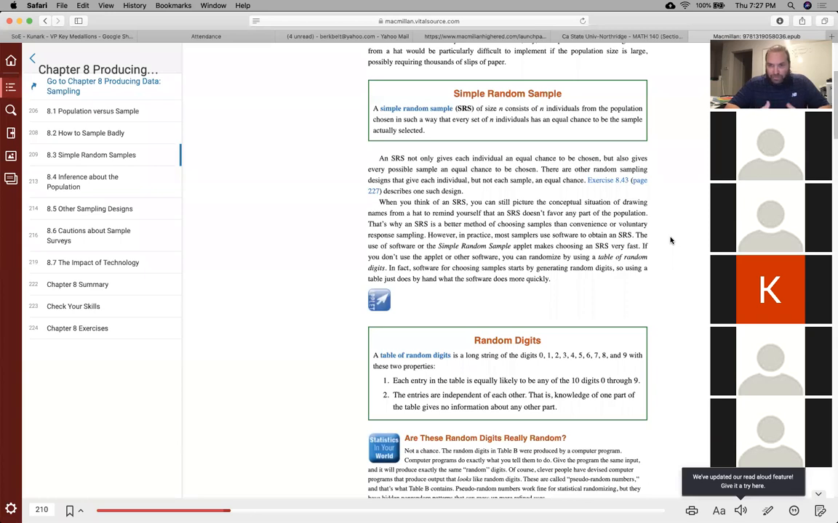A simple random sample, again, let's just read the box. First of all, it's of some size. You've got to pick a certain number of people. In this case, we're picking n. It consists of n individuals from the population chosen in such a way that every set of n individuals is as equally likely to be chosen as any other. So if your sampling design does not allow that possibility, then your sampling design is not a simple random sample.